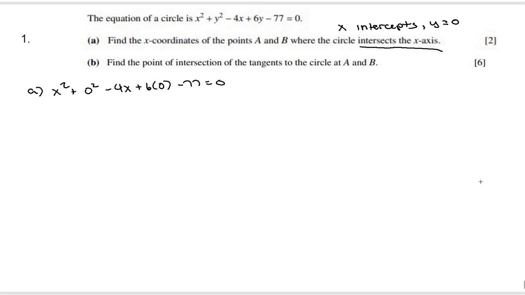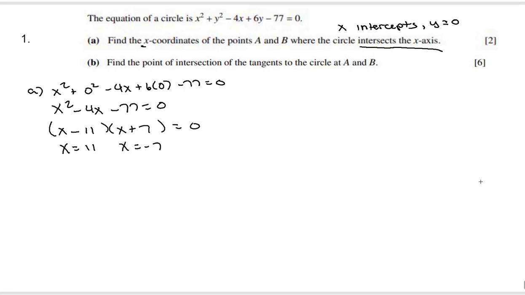When I get this out of the way, I get x squared minus 4x minus 77 is equal to 0. And then it's a quadratic, and I've got to solve this quadratic by factoring. I look for two numbers to multiply to get to 77 and subtract to get 4. Minus 11 and plus 7 will do the trick. And that gives me an x value of 11 and an x value of negative 7.